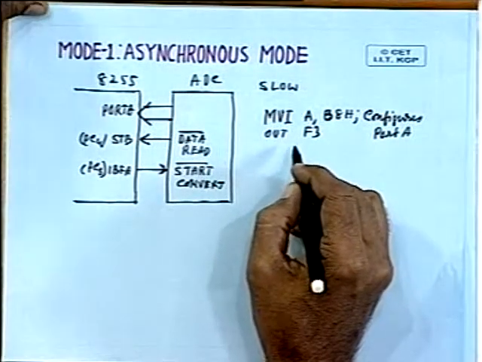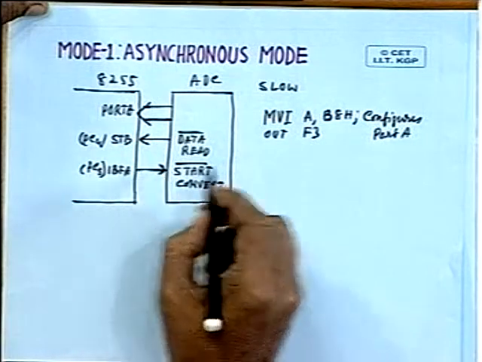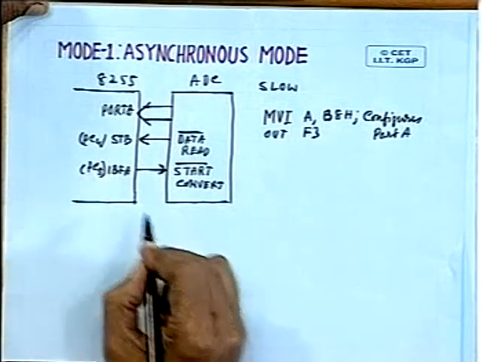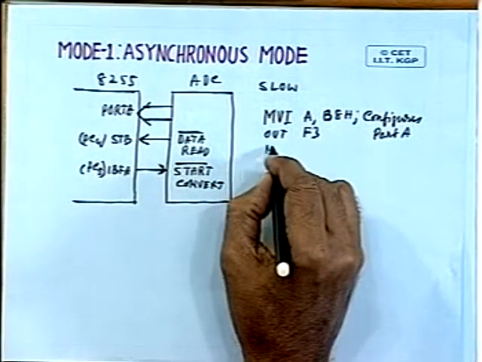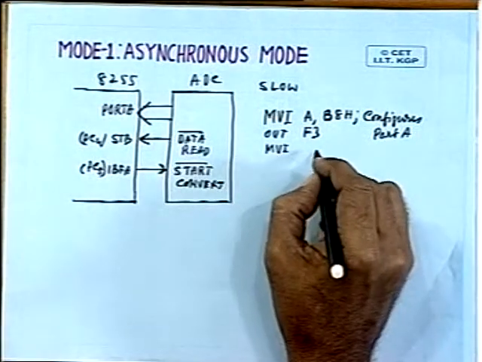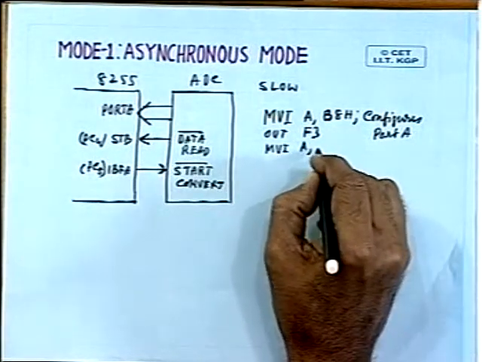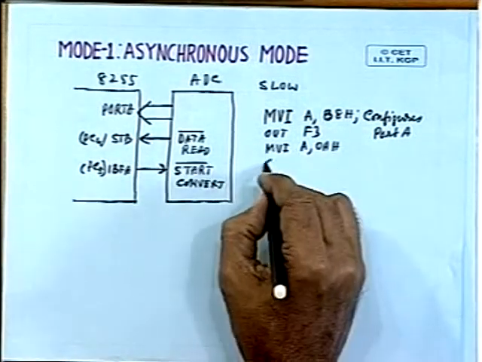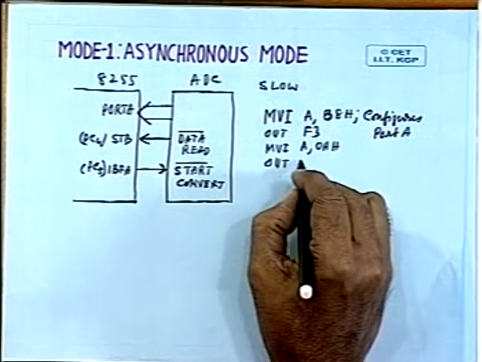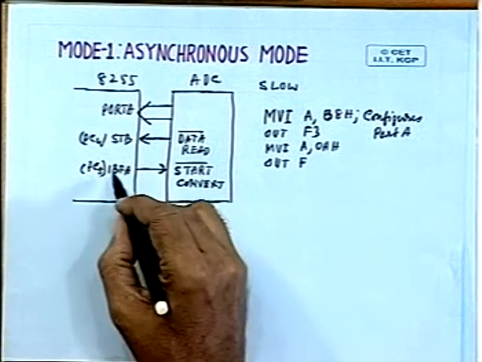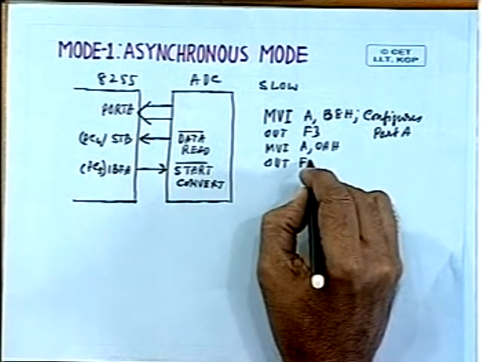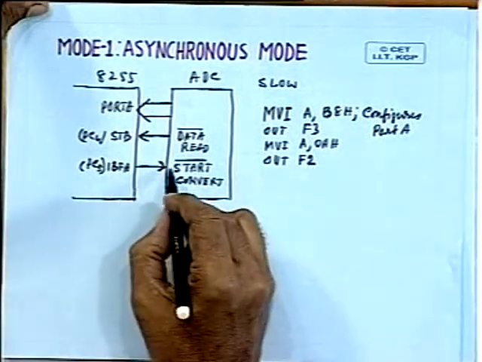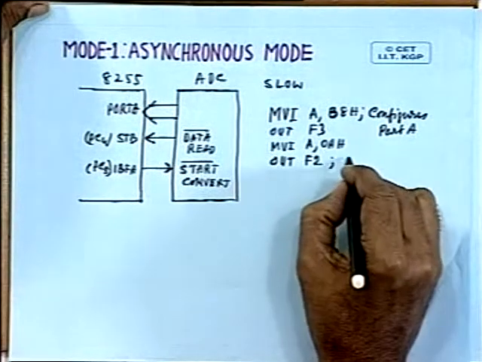And after that, you have to initiate the start conversion. To do that, you have to make this line low. That means PC5 has to be made low. And to do that, you output a code 0AH. If you output this, it will actually do the start conversion, and it has to go to port C. Port C has the address of F2. So as you output it to F2, it does the start conversion. So this will start conversion.